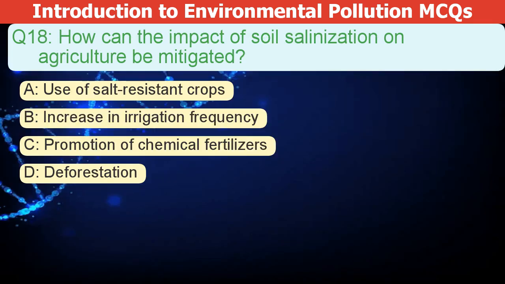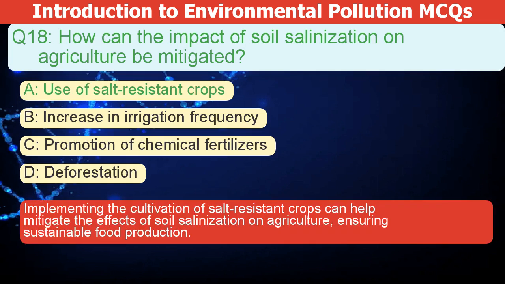How can we lessen the impact of salty soil on farming? A. Using crops that can withstand salt. B. Watering more often. C. Using chemical fertilizer. D. Cutting down trees. The correct answer is A. Implementing the cultivation of salt-resistant crops can help mitigate the effects of soil salinization on agriculture, ensuring sustainable food production.